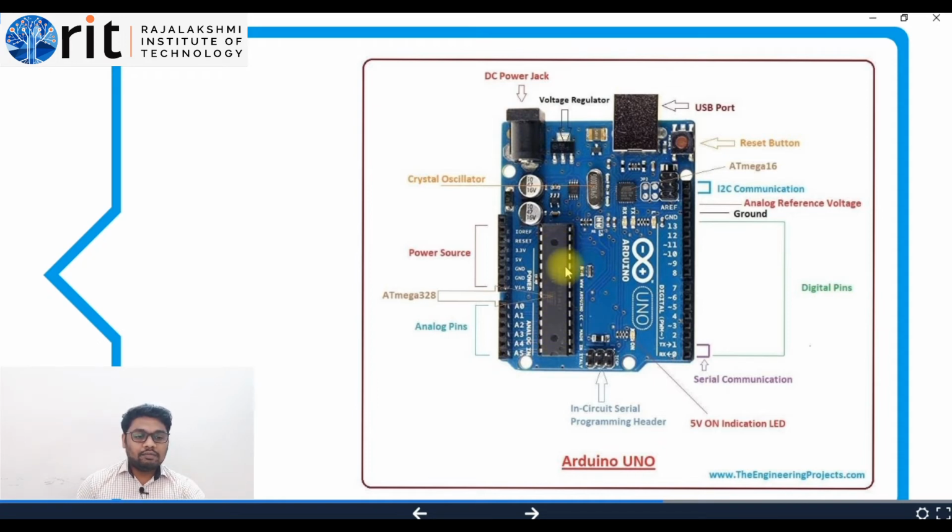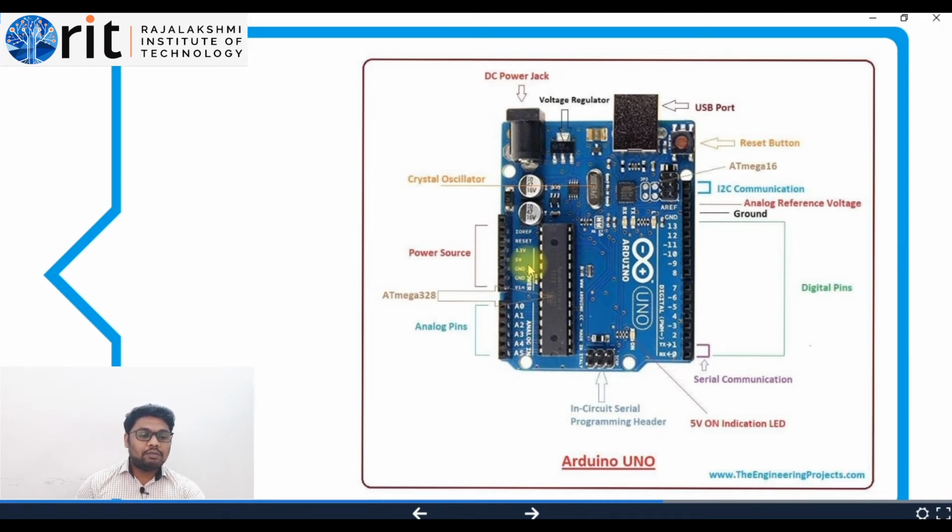Now apart from that, you can see that the core part of this Arduino board is this particular IC. This IC is ATmega328P, which is the brain of this particular Arduino Uno board. All the logic, everything will be processed by this chip. So we can say that this is nothing but the brain of the Arduino board.